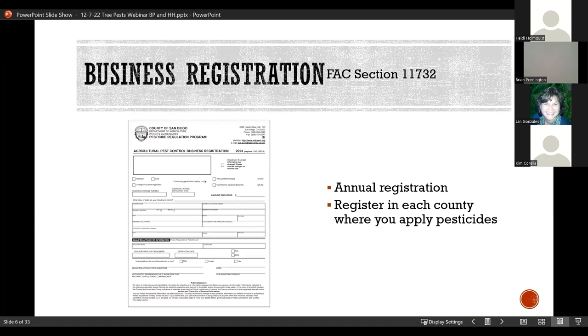Your business also has to be registered with the Ag Commissioner in any county where you apply pesticides. This registration has to be renewed annually. It's easy, it's just a form and a fee. We do this so that we know who's doing work in our respective counties. Basically, so we can say, oh, something went wrong over here, somebody's reporting a pesticide issue. Okay, who's registered to do this kind of application? Who's submitted use reports? Let's see what might have caused this.